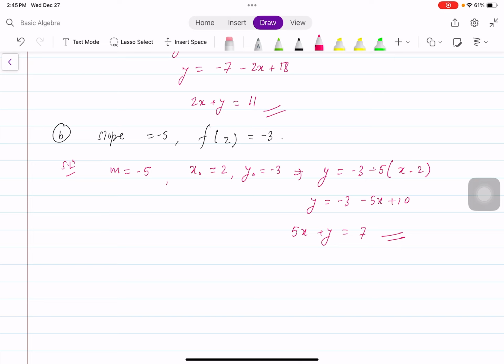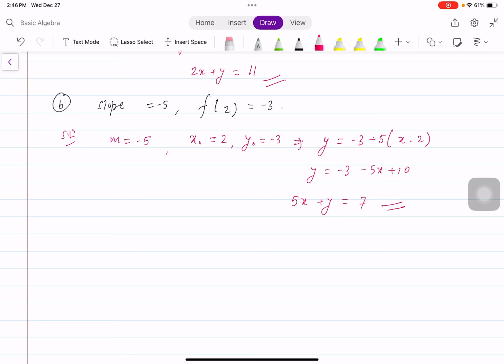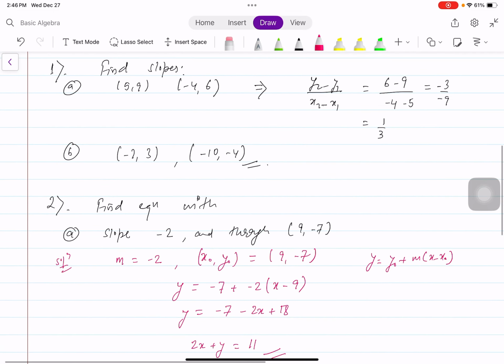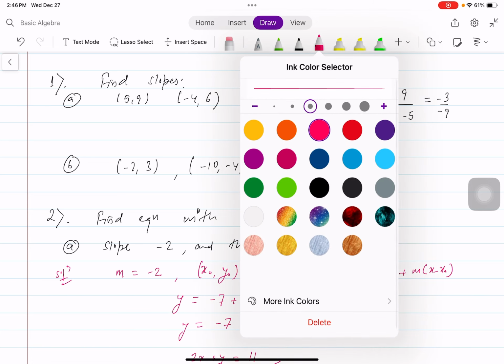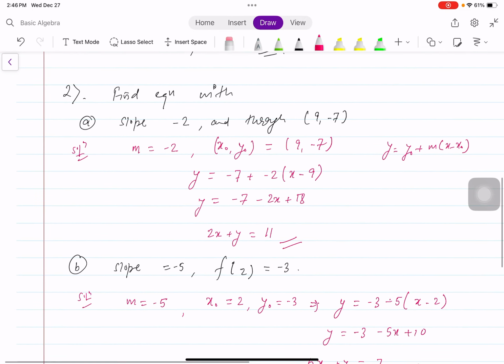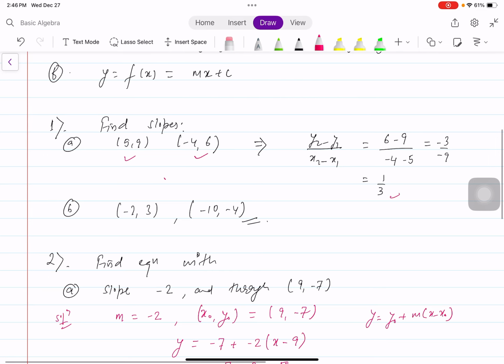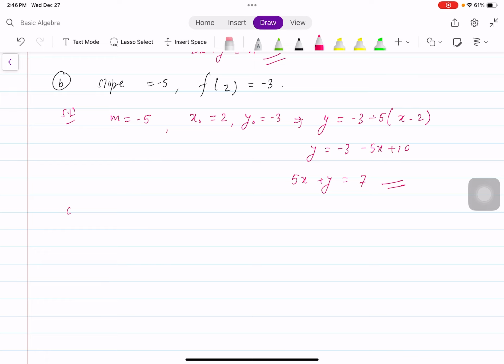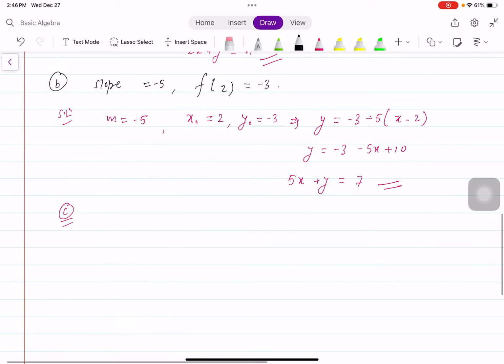Now, remember last time how we solved this problem? We plugged it into the equation and solved for c, the y-intercept. We can refer to problem number 1 to find the equation of a line passing through this and this point. For this we need the slope first. The slope we have already found here, and choose one of the points and use the same technique. So in number C, you may be asked a problem in this fashion. You may not be asked to find the slope first. You may only be asked to find the equation of a line passing through 2 points.